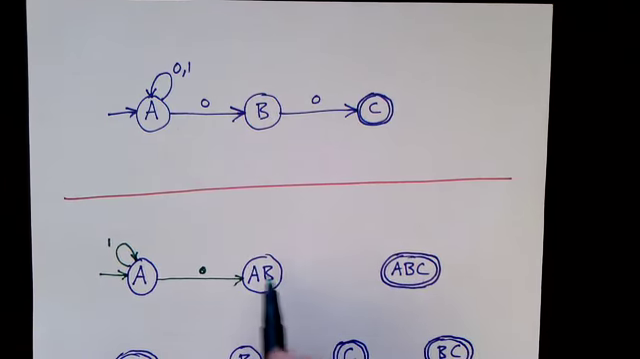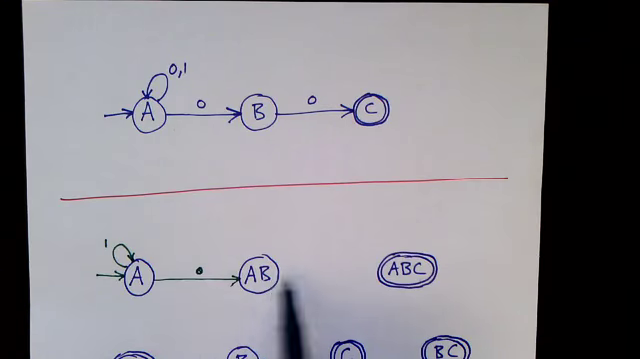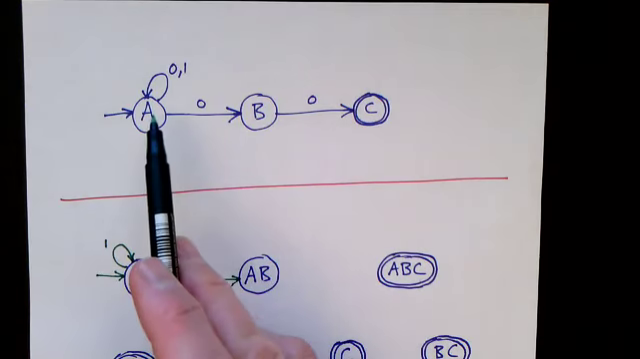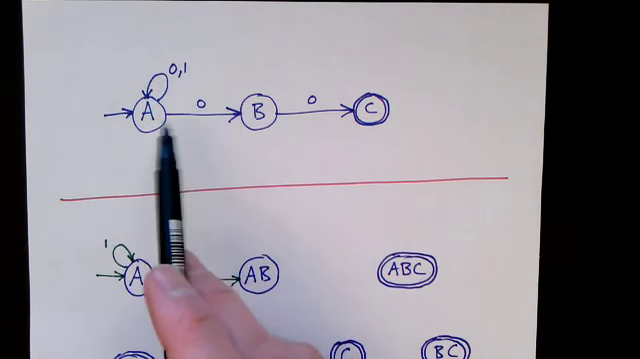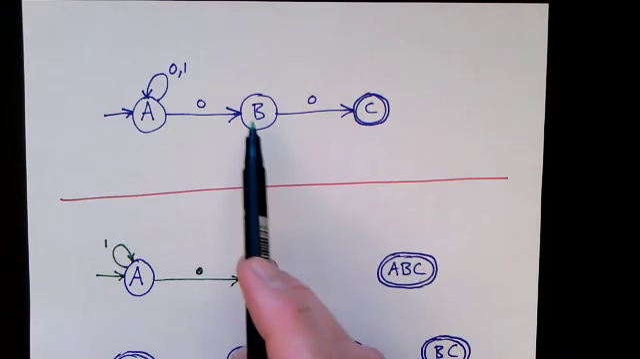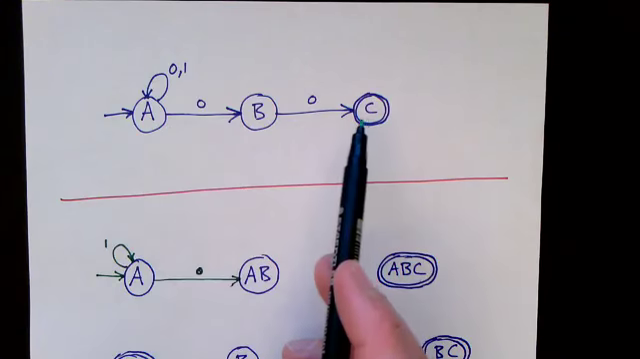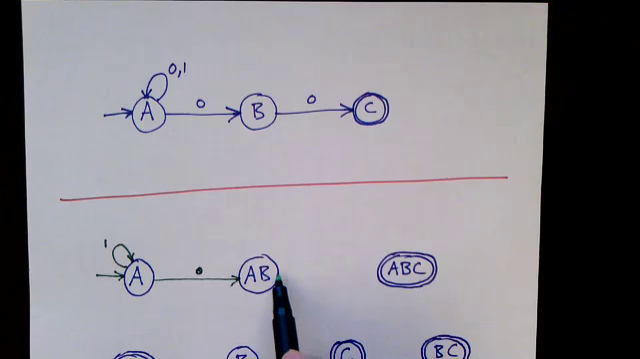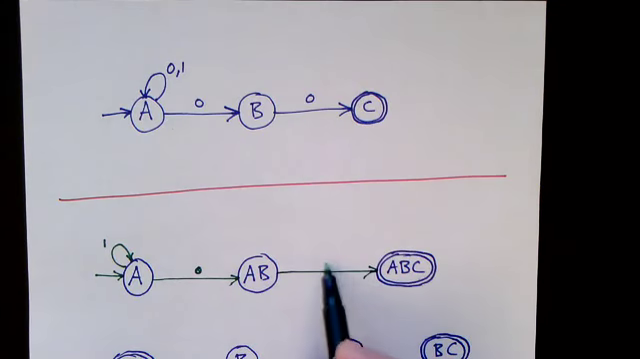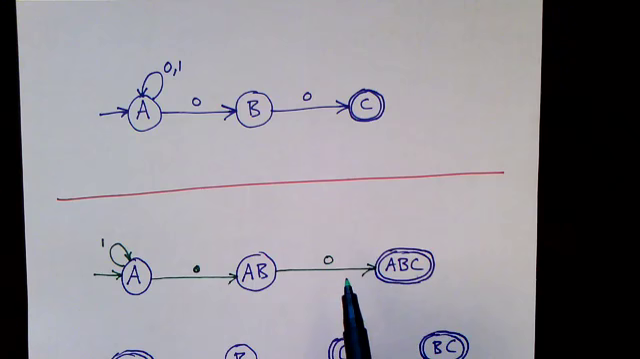What about if we are in state AB and get a 0? Well, if we're in state A and get a 0, we stay in state A or go to B. If we're in B and we get a 0, we go to C. So we could be in either A, B, or C on the second 0. So I'll put this transition here and label it with 0.